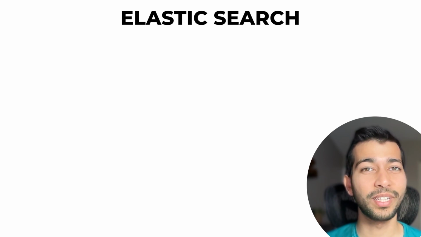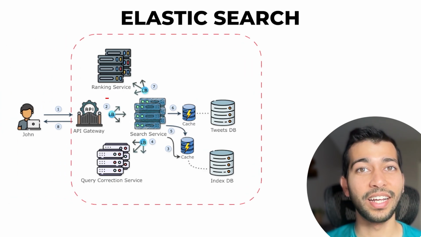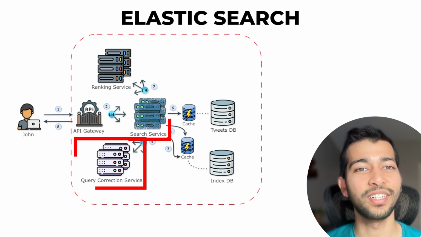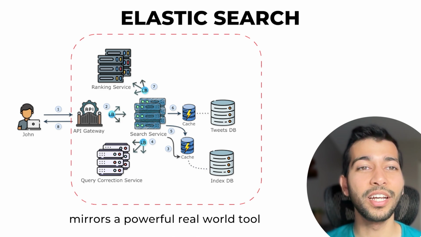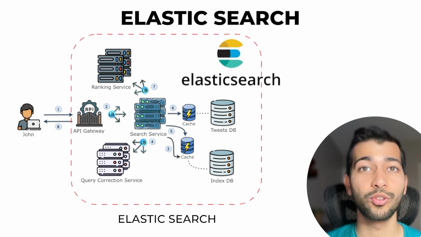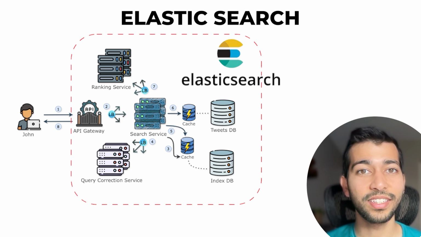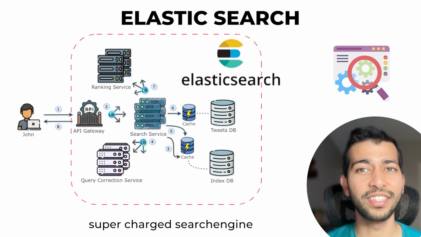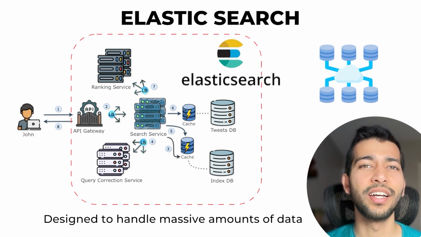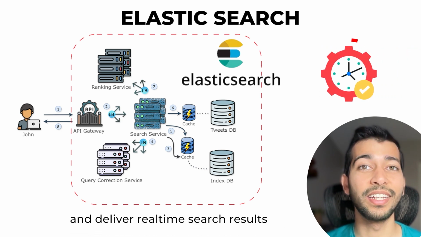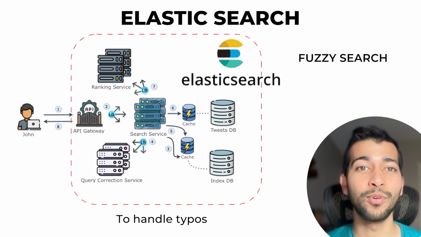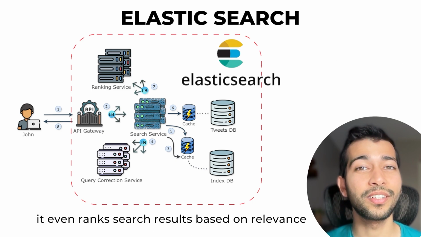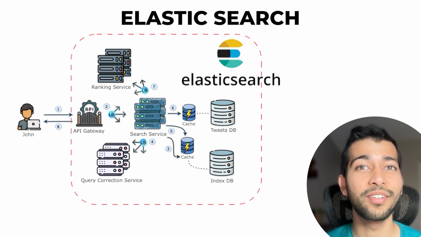In this video, let's talk about Elasticsearch. Let's explore something interesting. The design we have built here, API gateway, query correction service, search service, ranking service, and index databases, actually mirrors a powerful real-world tool called Elasticsearch. So what is Elasticsearch? Think of Elasticsearch as a supercharged search engine. It's designed to handle massive amounts of data and deliver real-time search results. It can perform complex functions like fuzzy search to handle typos, and it even ranks search results based on relevance, just like how we did it with our ranking service.